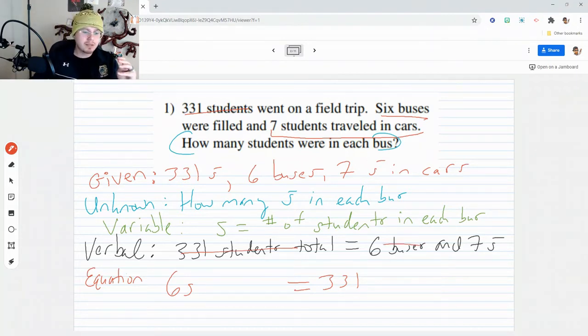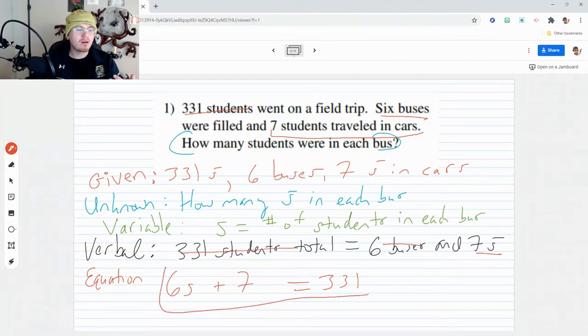So 6 buses with some number of students we don't know, and 7 more students, and that is an addition. So there you go. This is how all the kids went on the field trip.